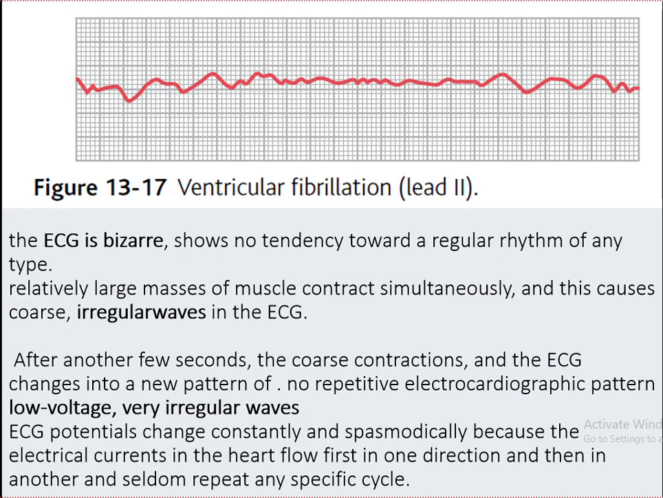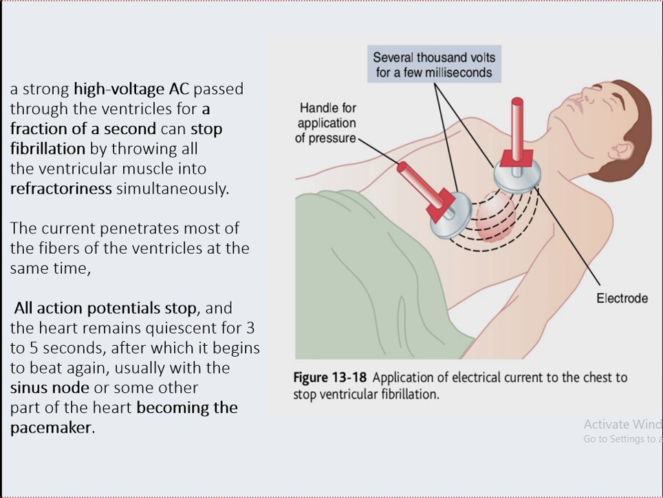So for these ventricular fibrillations, the ECG is bizarre. The waves are irregular, they are low voltage, meaning you will not see the peaks, you cannot see a QRS complex. And in these cases, that is when they advise to defibrillate using this machine.